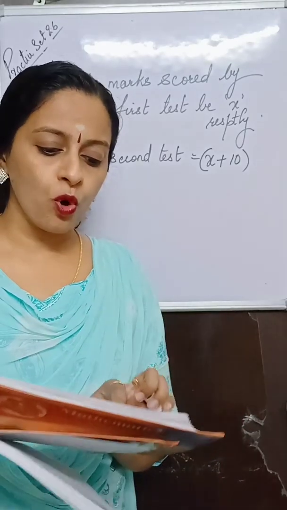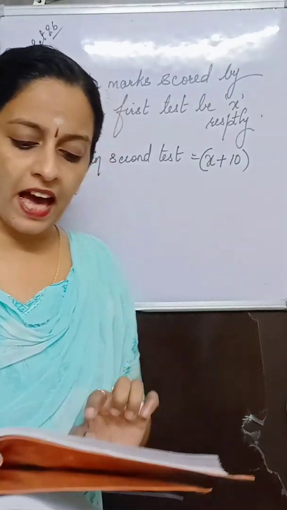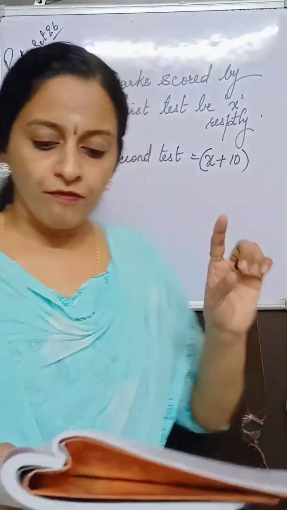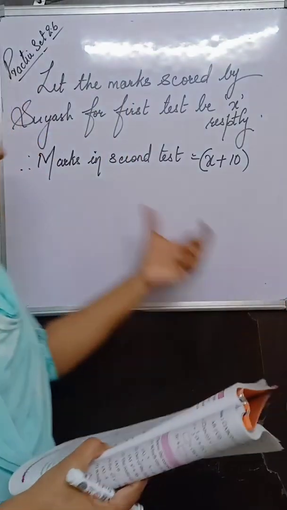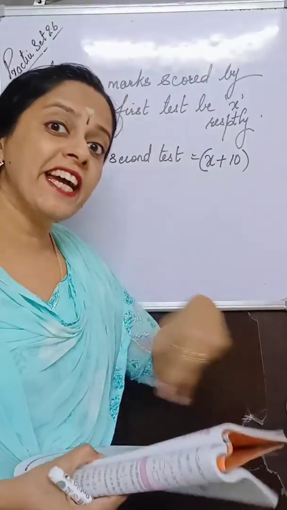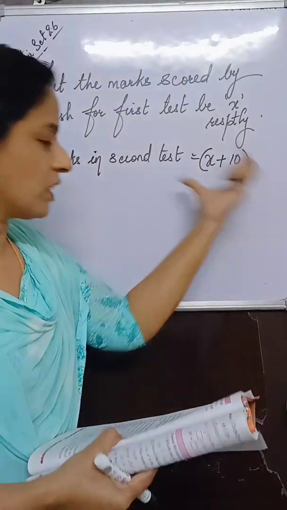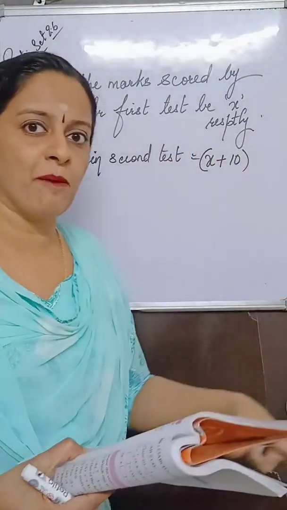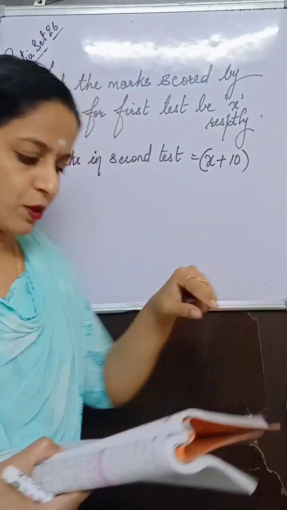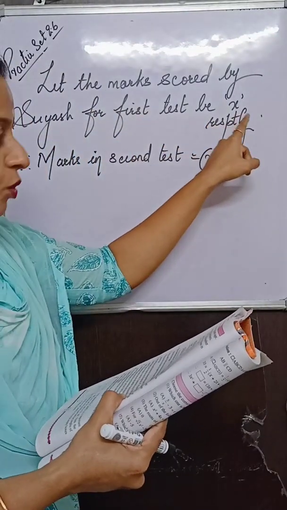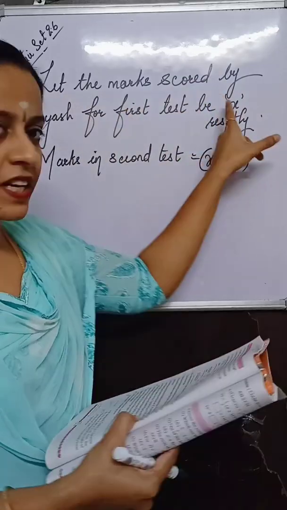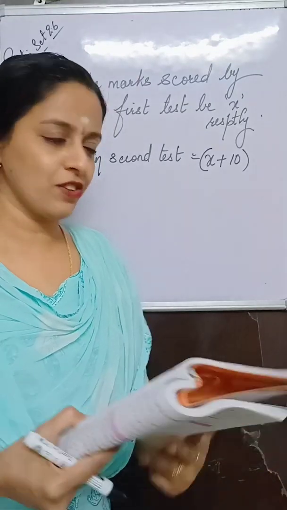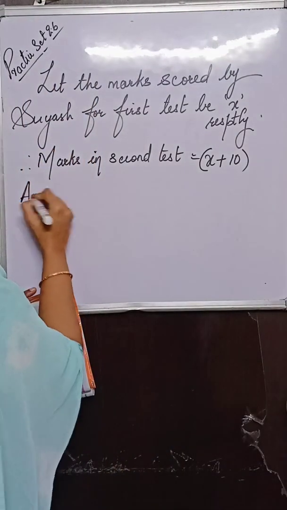5 times the score of the second test is same as square of the score in the first test. A lot of confusion. Second test score is this. 5 times means 5 into this. Is same means is equal to square of the score in the first test. First test mark is x, so square of that is x square. Got the condition. So write down according to the given condition.